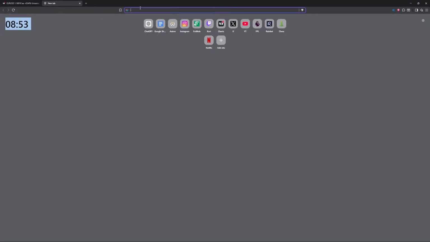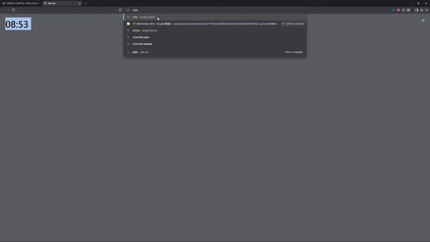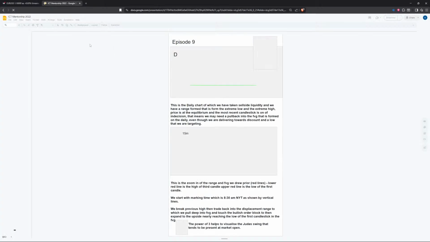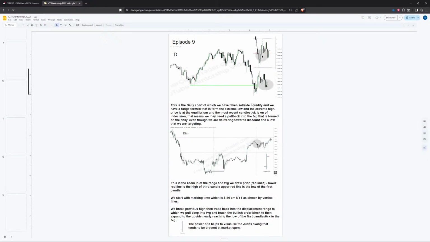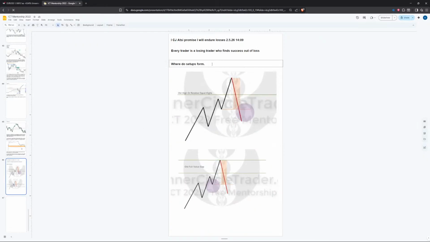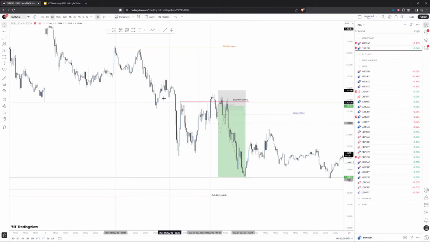So for example, if we go to our slides, there's 2 types of setups that form: a pullback into a fair value gap / order block, or a sweep of external liquidity. So this is my most recent one. So where these setups form: old high or relative equal highs, old fair value gaps. And we'll get into that fair value gaps again.